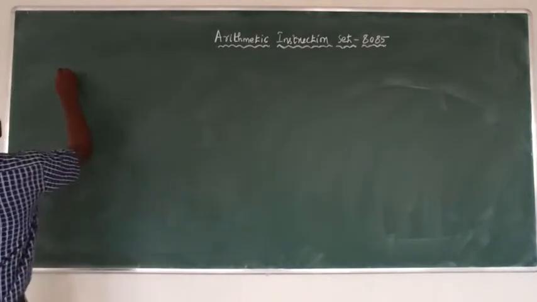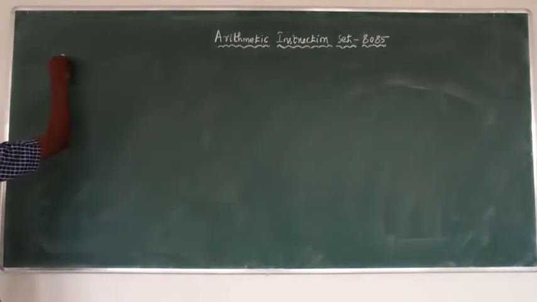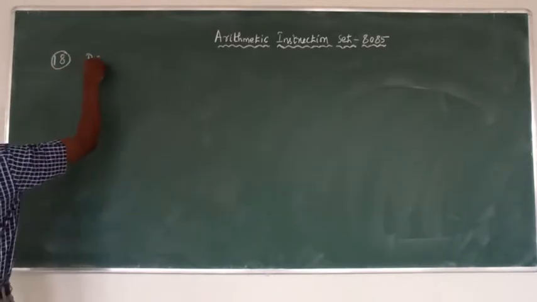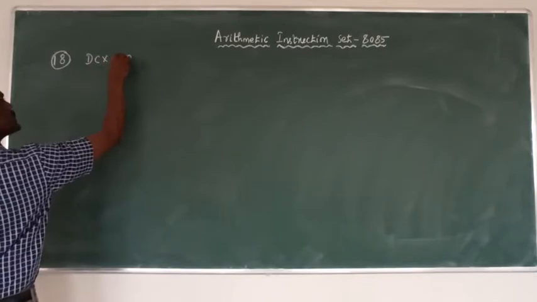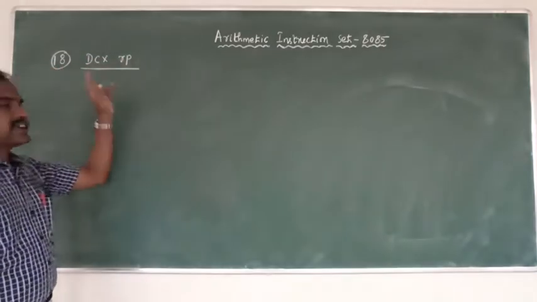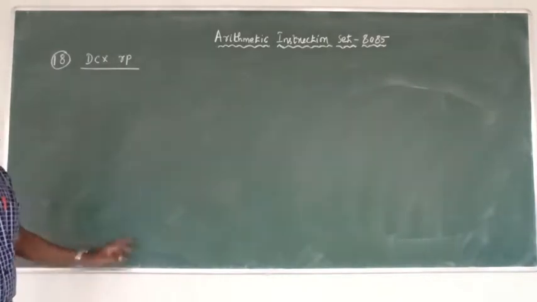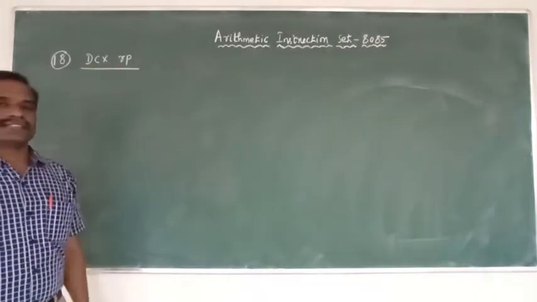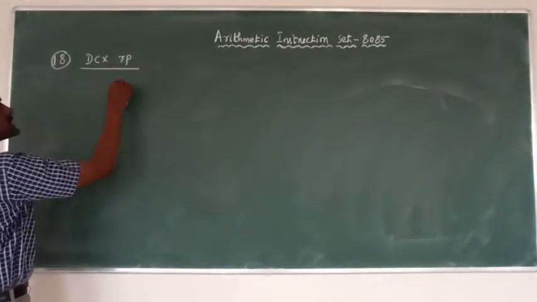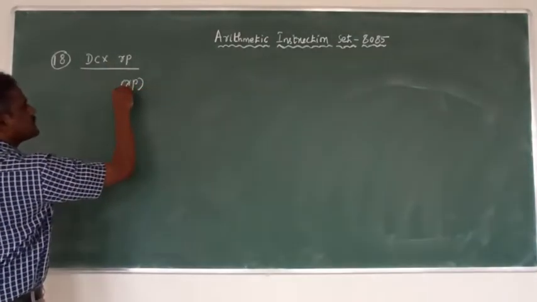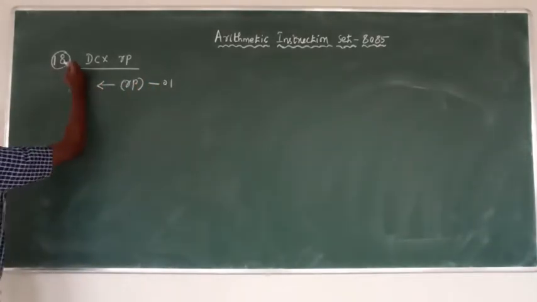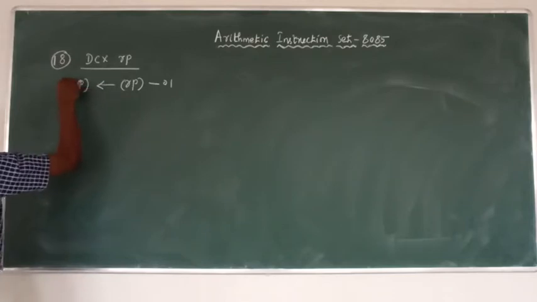Next instruction, 18: DCX RP. DCX RP means to decrement the register pair content once: register pair minus 01, and the result is stored in the same register pair itself.